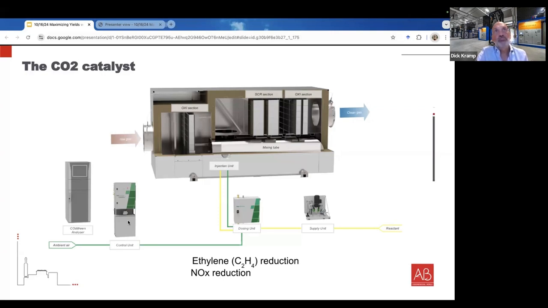Basically, this system is completely controlled. It's using urea to reduce the NOx. And it has a guarding system called a co-detain analyzer that is guarding the emissions coming out of the catalyst, to be sure that there are no harmful gases going into the greenhouse that could give a problem to the crop. Next slide.